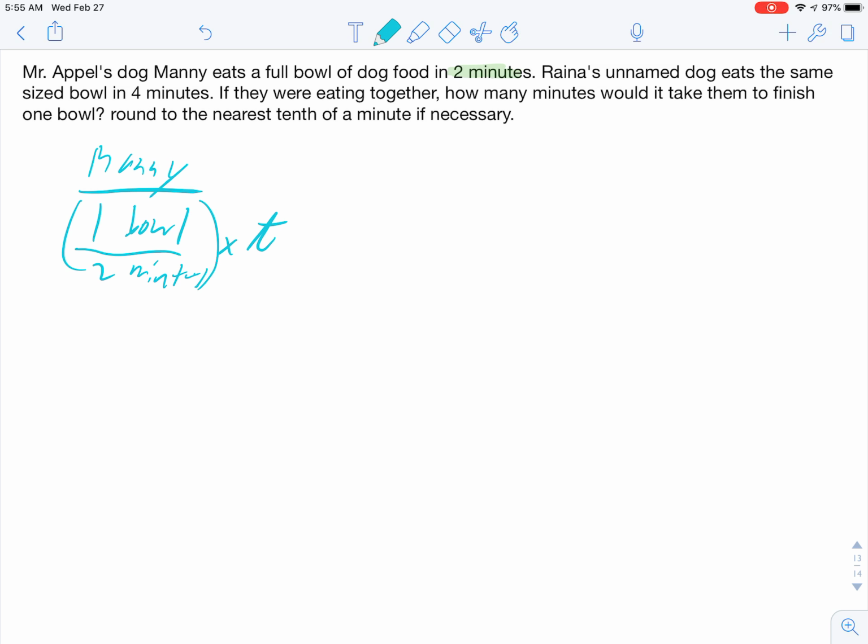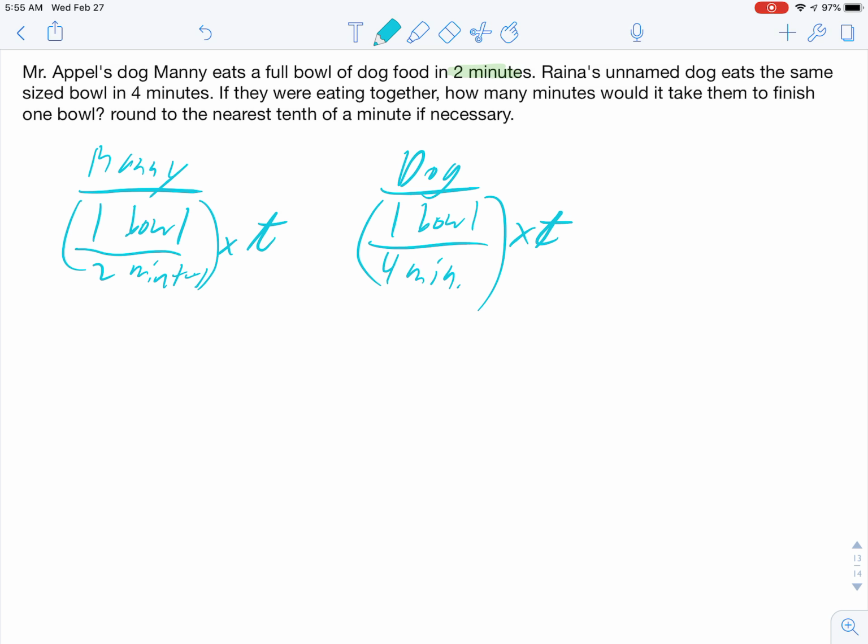If Raina's dog, we'll call him Dog because he doesn't have a name, eats one bowl every 4 minutes, then his rate is one bowl per 4 minutes. And again, same idea. If we multiply that dog's rate by the amount of time he spends eating, that will tell us how much he's eaten.